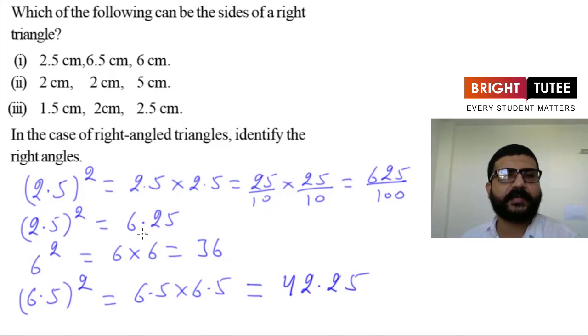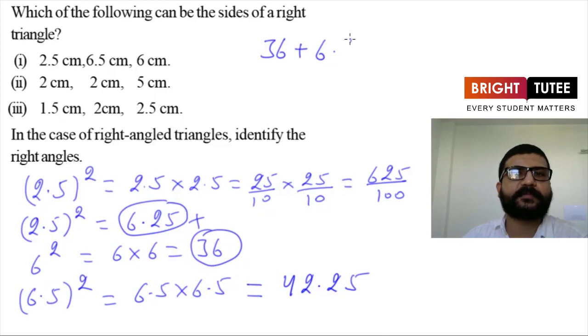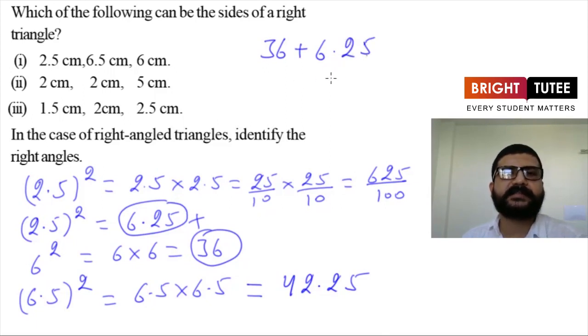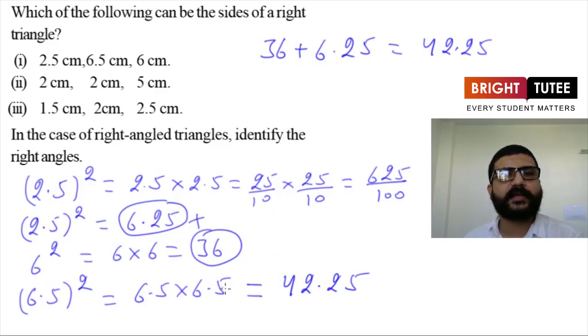Now check from here. What was 2.5 square? It is 6.25 and 6 square is 36. Add these two quantities. So let's add them. We will get 36 plus 6.25. Now what is this equal to? Is it equal to 42.25? Yes, it is equal to 42.25, which is the square of the third side. Now observe here what we are getting. Sum of the squares of two sides is equal to the square of the third side. So it means this will be a right angle triangle.